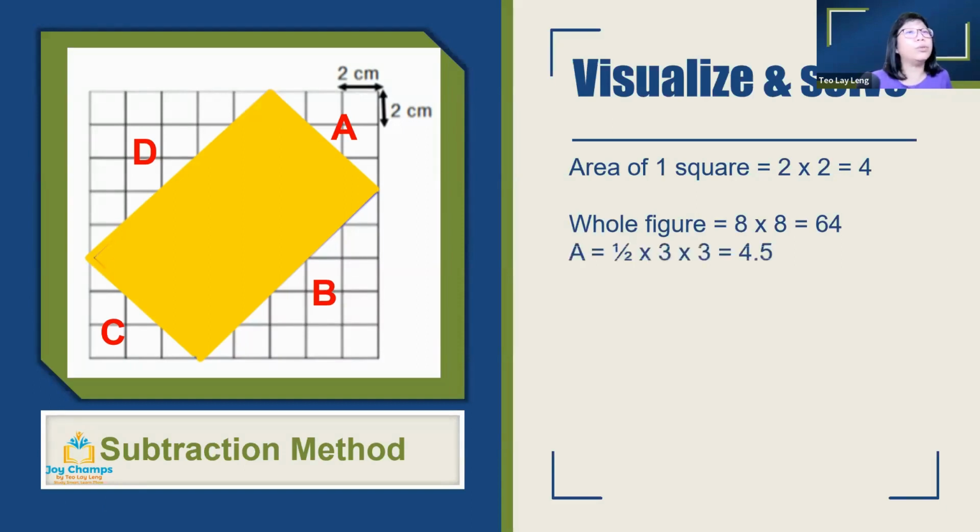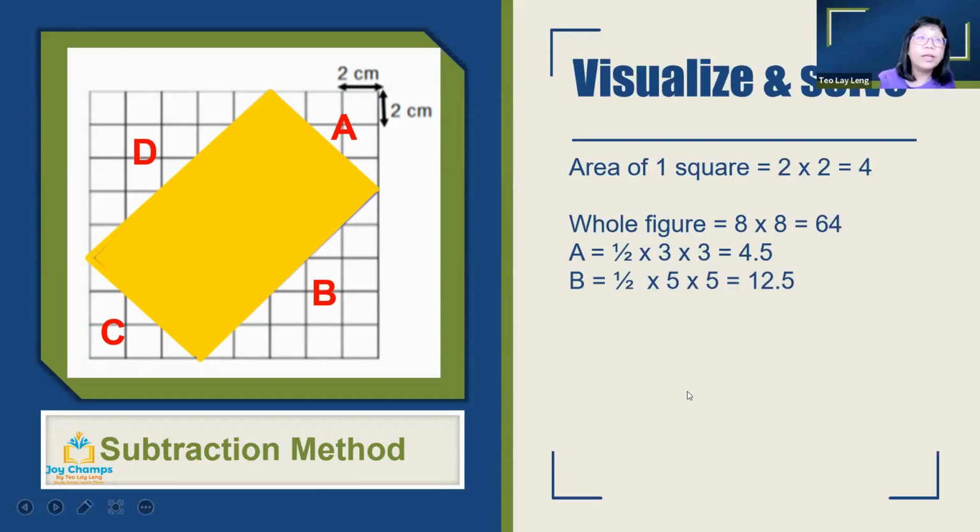Then we will proceed to find out the right angle triangle at the top right-hand corner, the unshaded portion. That will give us half times 3 times 3, and it occupies 4.5 squares. And the bottom right-hand side, you have another right angle triangle B with a base of 5 squares and a height of 5 squares. And that gives you the area of B to be 12.5 squares.